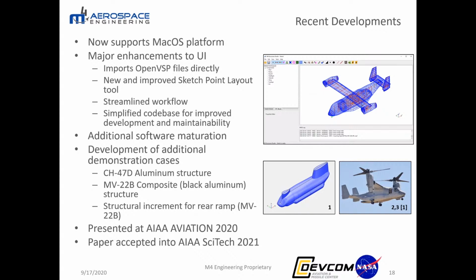And then many bug fixes. And then what else? Other additional demonstration cases we've been looking at. So the CH-47D shown there on the right, and the MV-22. And we're also looking at a structural increment for a rear ramp for that MV-22 configuration as well.